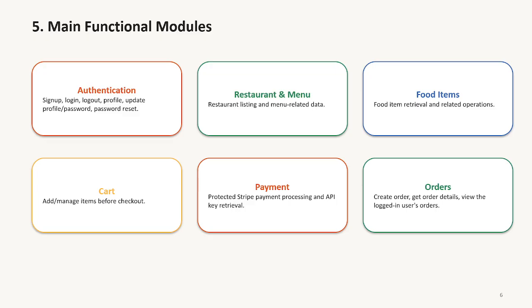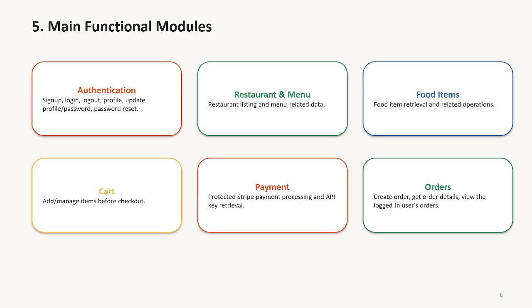The second module is restaurant management. This module displays the list of restaurants. Customers can select any restaurant and view its available menu. The third module is the food item module. This module displays all available food items. Each food item contains information such as name, price, category, description and available stock.